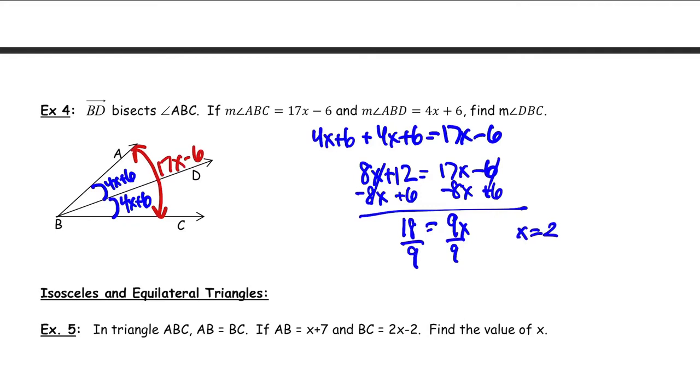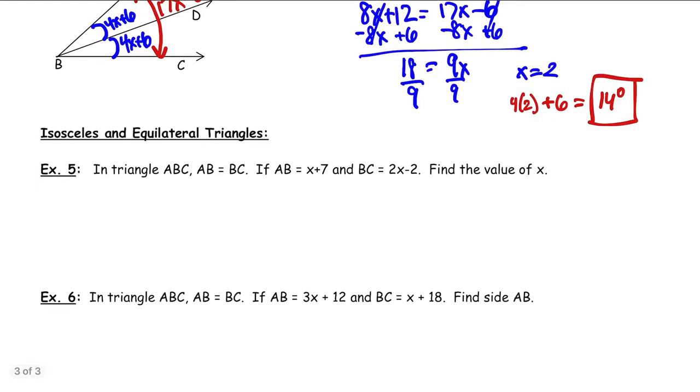Now notice, I'm not done because it wants me to find the measure of angle DBC. So DBC is simply going to be 4x plus 6. So now I just need to do 4 times 2 plus 6, and it's going to be 8 plus 6, that's 14 degrees. Okay, let's move on to some triangles.